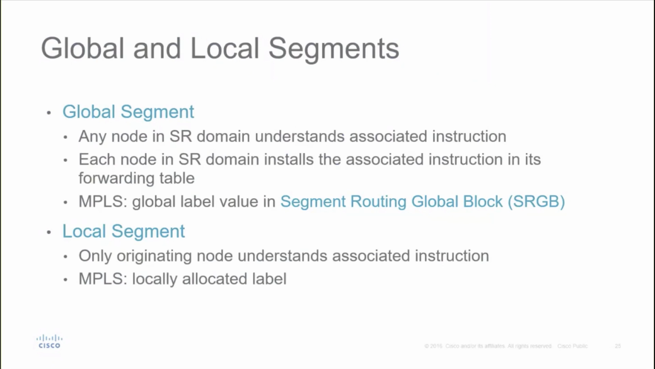Then the local segment. Local segments are segments that only the node that originates the segment, or the node that hosts the segment, understands and programs. So it is now an MPLS label. Imagine that I have a connection to GD and I have an IGP adjacency, and I want to allocate a label to represent the adjacency that connects myself to him. That label will be programmed only by me, and therefore it is a local segment.